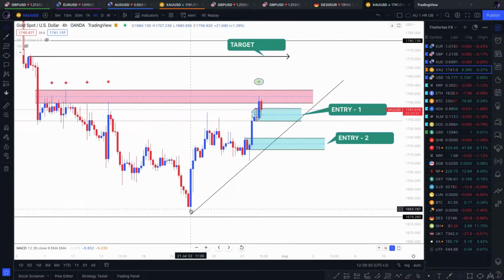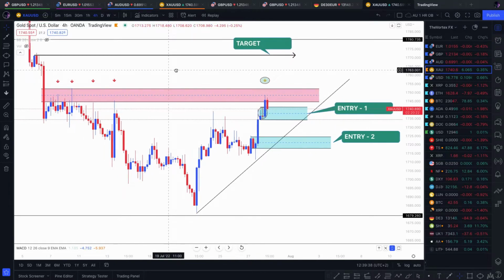So what am I looking for? I got two possible order block zones right here with two different entries, okay? Now, let's see how I came to those.